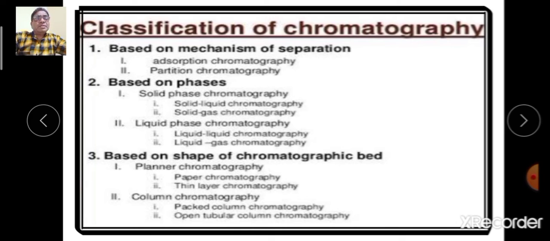Now the classification based on the shape of the chromatography bed. When the planar chromatography technique is used, the beds are planar and the variety is plain paper, that is paper chromatography, while on the glass plate the layer of thin slurry material is known as thin layer chromatography, TLC. When the bed is a column, it is called column chromatography. The first variety is packed column chromatography and the second variety is open tubular column chromatography.